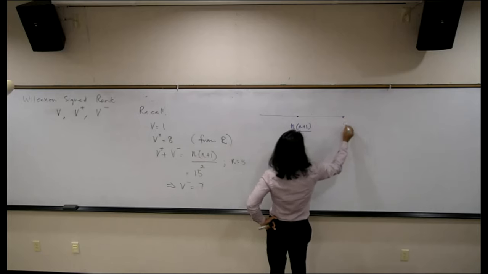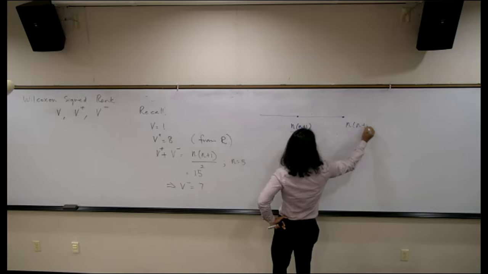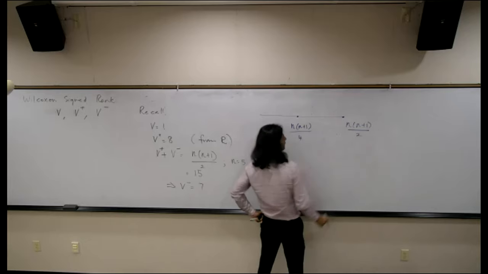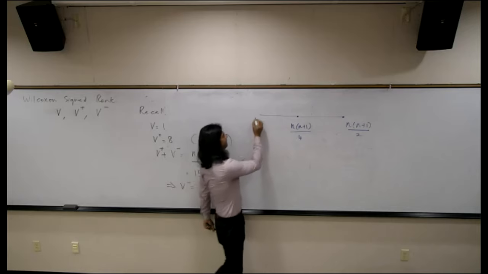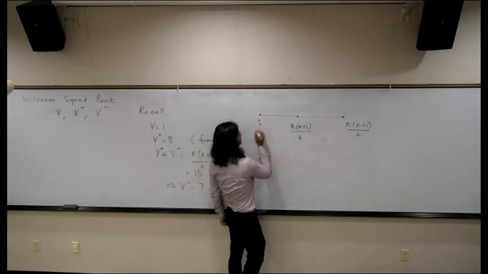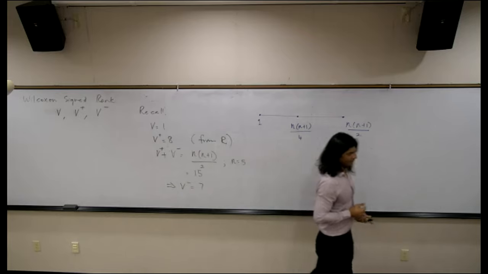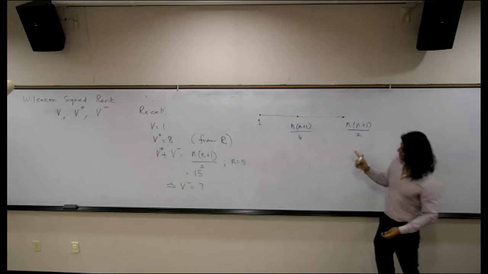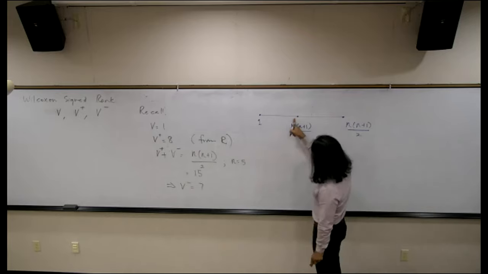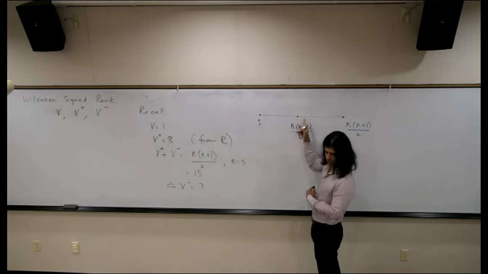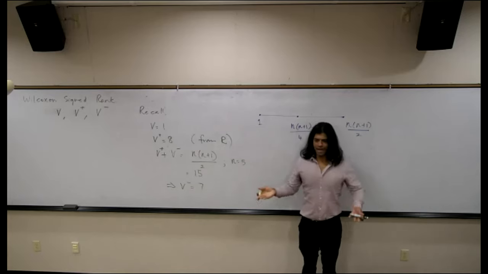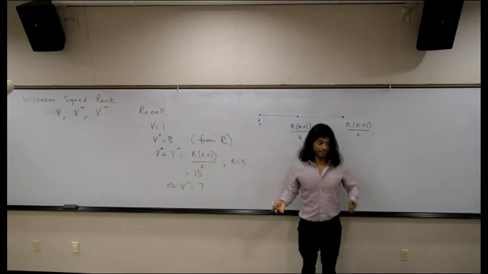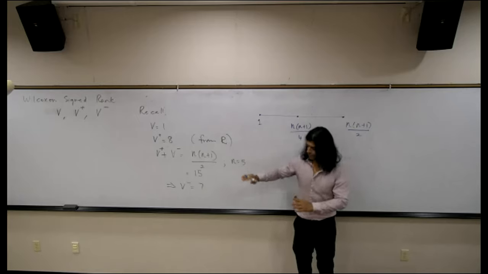The maximum value that I can get is n times n plus 1 over 2. What is the minimum value? Zero. Nice. And last time I showed, if V plus is at 8, V minus is 7, and the area above and area below, add them together, the V value will be 1. That's where we stopped.